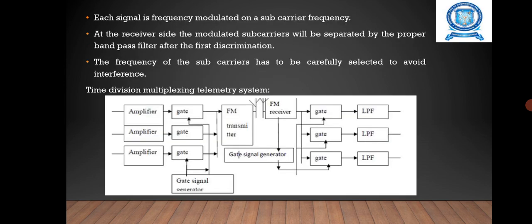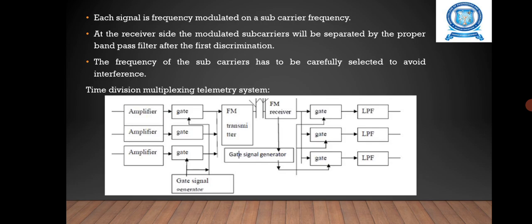Each signal is frequency modulated on a subcarrier frequency. Then the modulated subcarrier frequencies are combined to modulate the main RF carrier. At the receiver side, the modulated subcarriers are separated by the proper bandpass filter after the first discrimination. Then the individual signals are recovered from these modulated subcarriers by the second set of discriminators. The frequency of the subcarriers has to be carefully selected to avoid interference. Therefore, an exact signal without any noise is obtained by using a low pass filter.